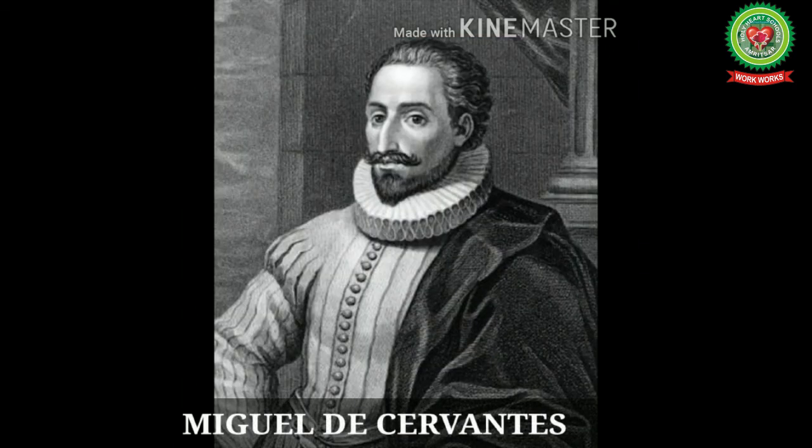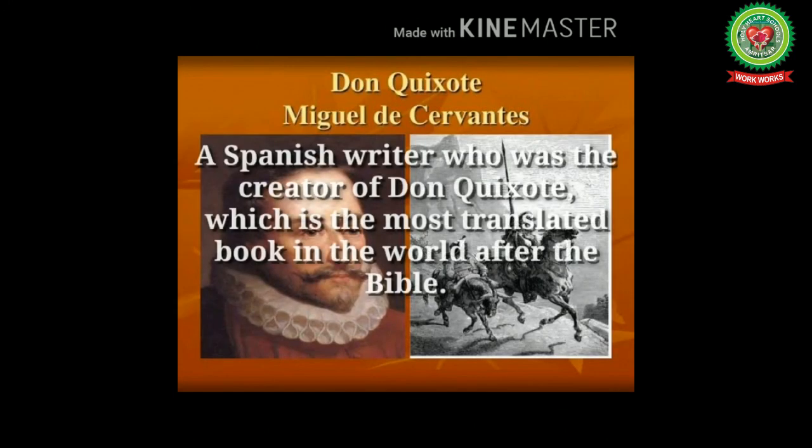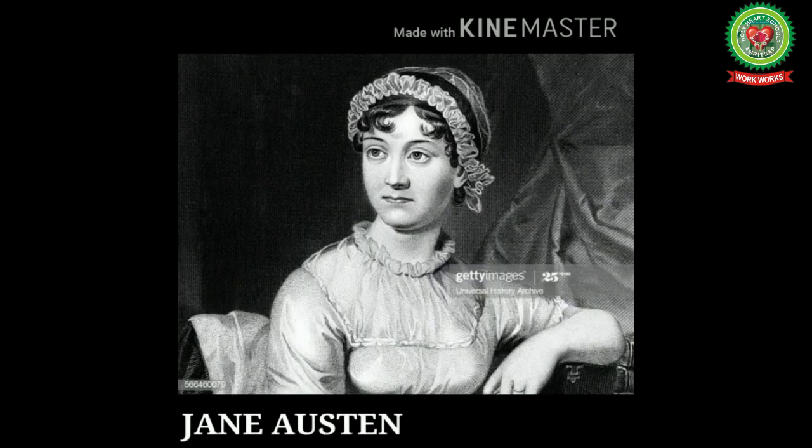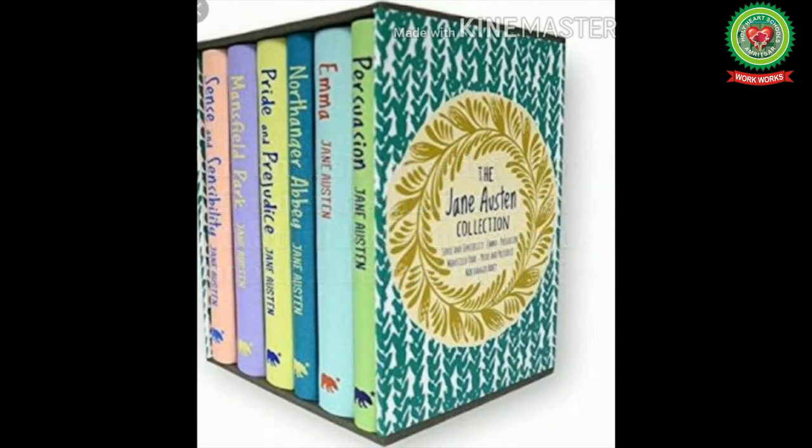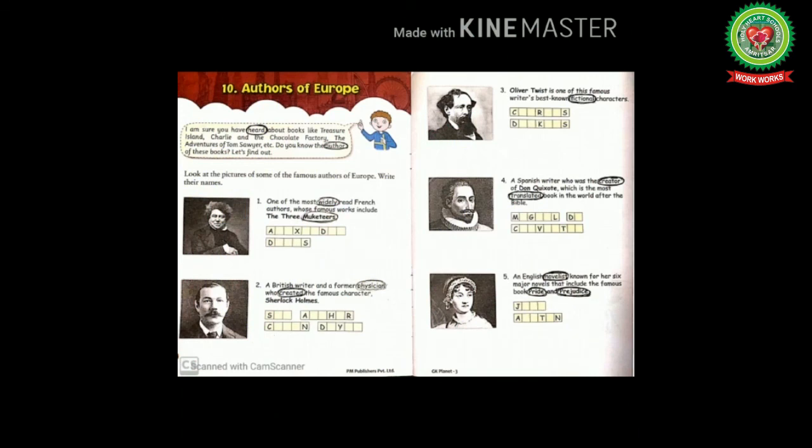Next one is Miguel de Cervantes, a Spanish writer who was the creator of Don Quixote, which is the most translated book in the world after the Bible. And the last one is Jane Austen, an English novelist known for her six major novels that include the famous book Pride and Prejudice. Students, now we have identified some famous authors of Europe.